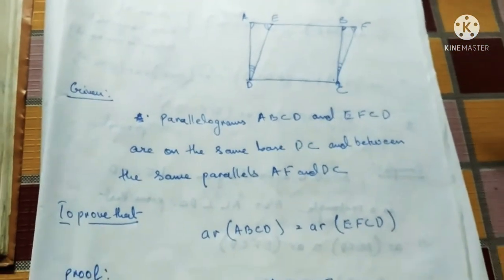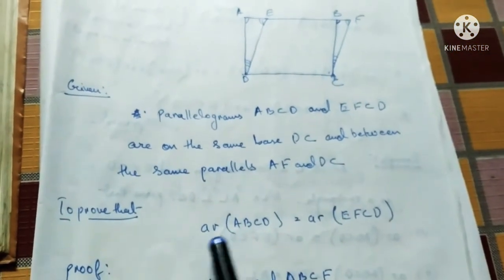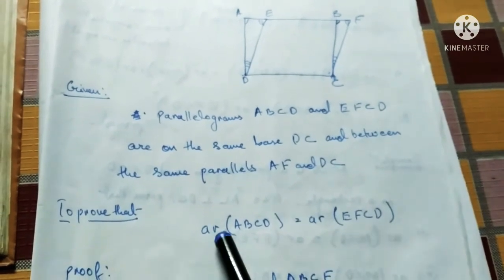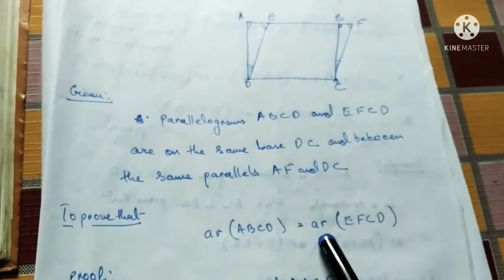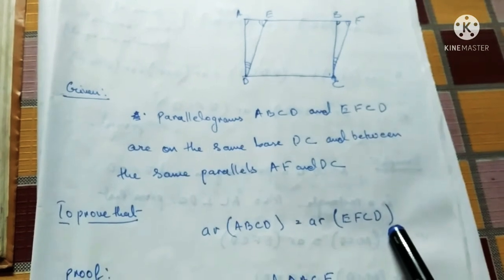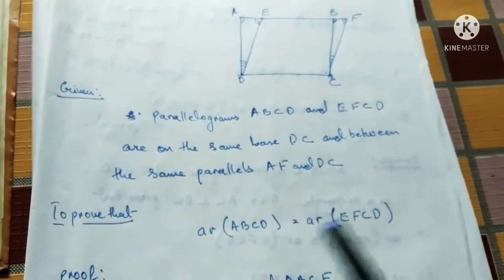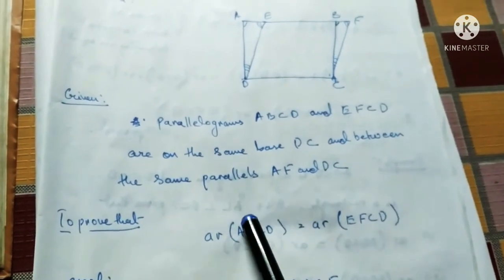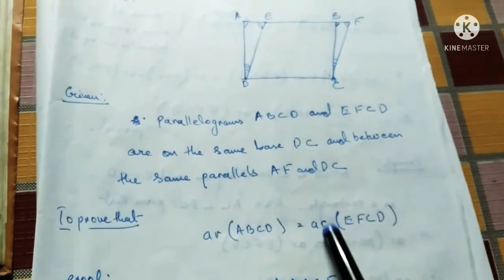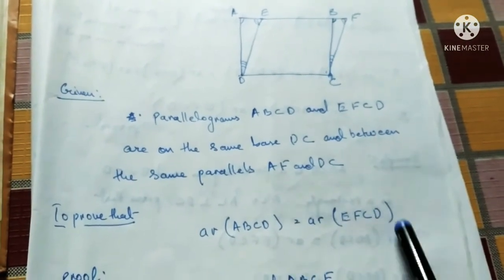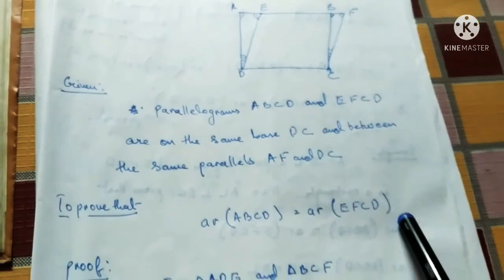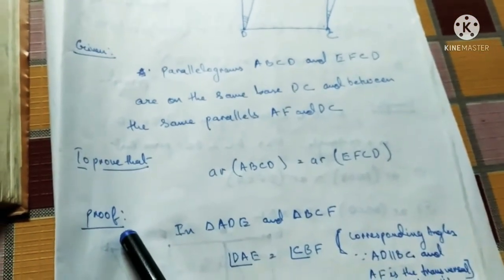I have to prove that area ABCD is equal to area EFCD. This is the writing style. This means area of parallelogram ABCD equals area of parallelogram EFCD. This I have to prove. So now I will start the proof.